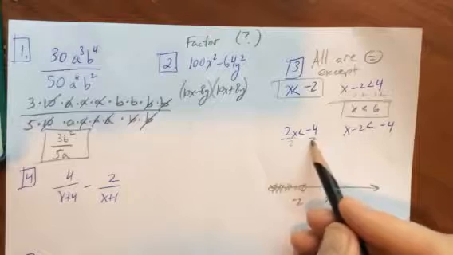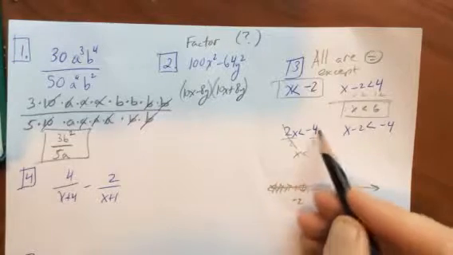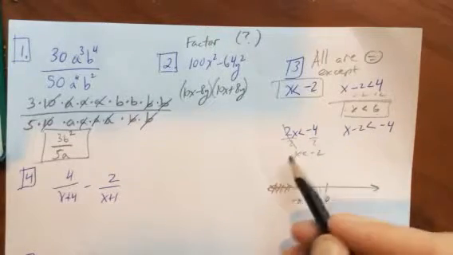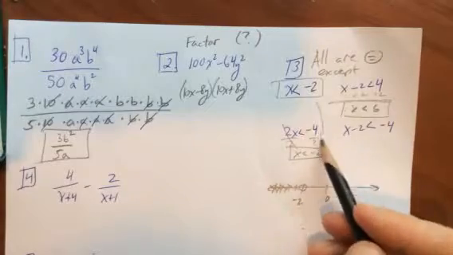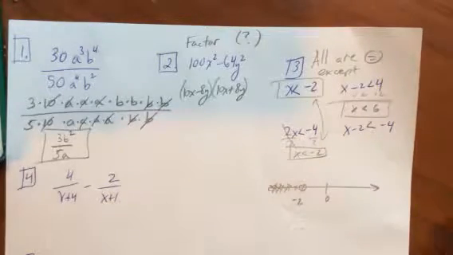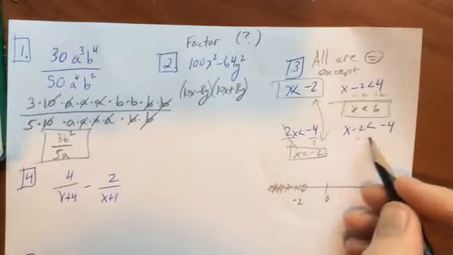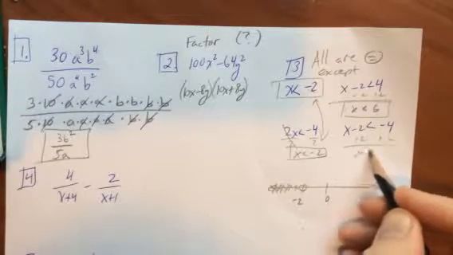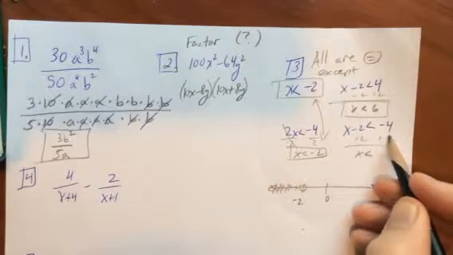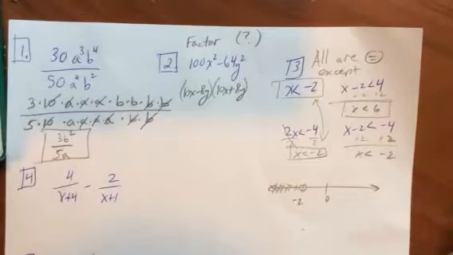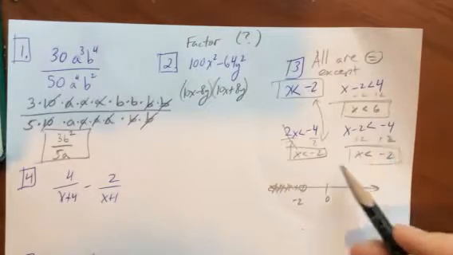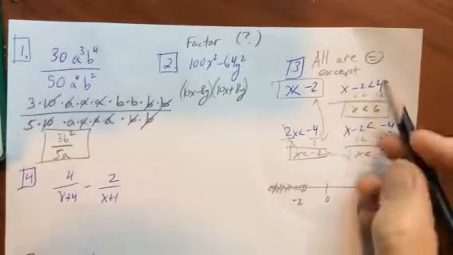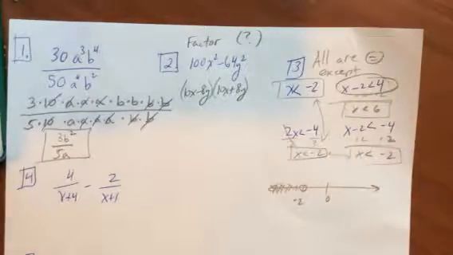In this problem, if I divide by 2, -4 divided by 2 is -2. That matches here. This last one, if I add 2 to both sides, -4 plus 2 is -2. So that matches here as well. This one is the one that does not match.